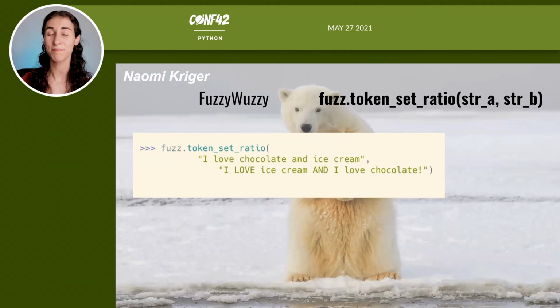Now, moving on to a more realistic example, we can see I love chocolate and ice cream compared to I love ice cream and I love chocolate. True story, by the way. So in this case, we can see that the similarity score is 100.